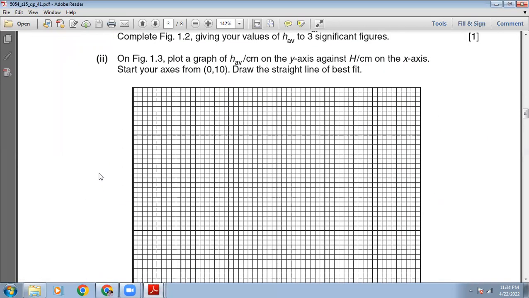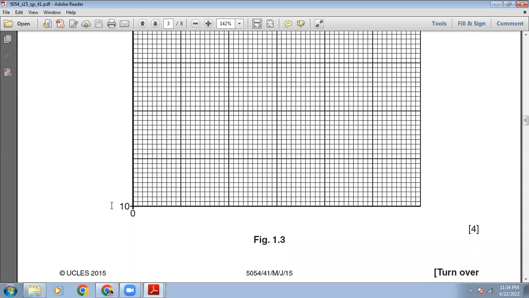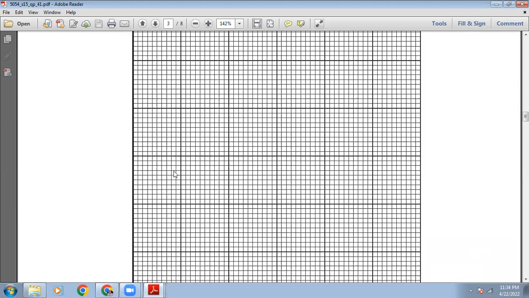We are done with the first part. On figure 1.3, plot a graph of h average in centimeters on the y-axis, the height of the first bounce, against the capital H in centimeters on the x-axis. That is the height of the ball from where you dropped it. So start your axis from 0, 10. The y-axis will start from 10 and the x-axis will start from 0.